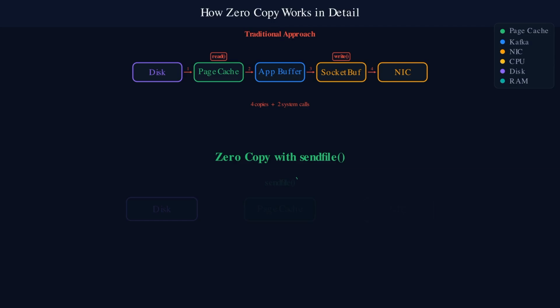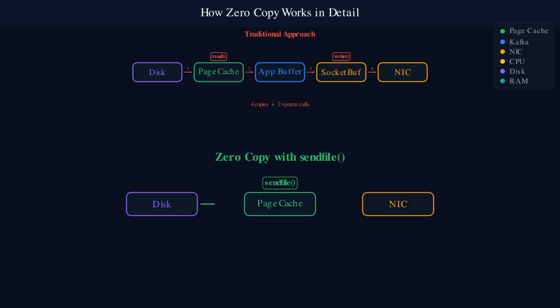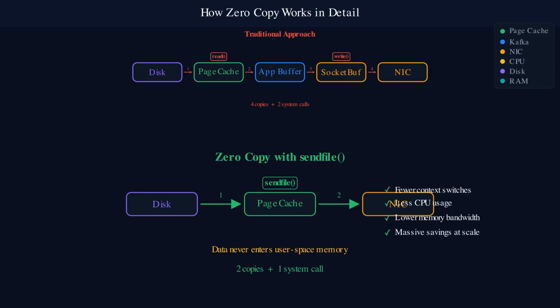That's 4 copies and 2 system calls, a lot of overhead. With zero copy using the sendfile system call, the process is much simpler. Kafka tells the OS, send this file region directly to this network socket. The kernel copies data from disk to page cache, and then transfers it straight to the network card buffer. The data never enters Kafka's user space memory at all.